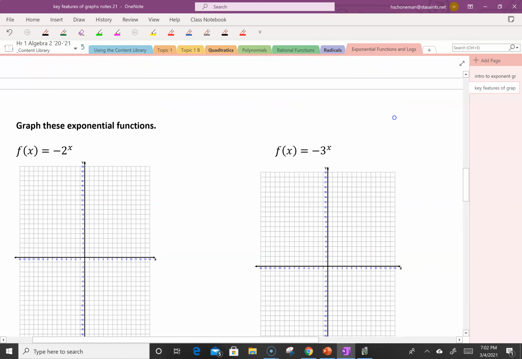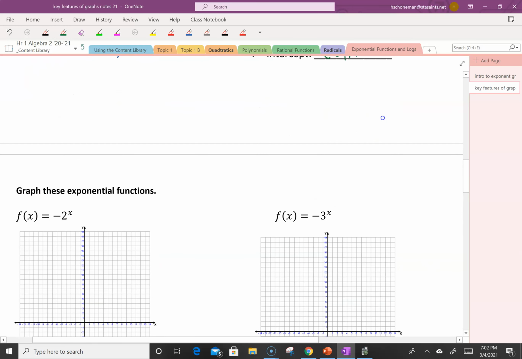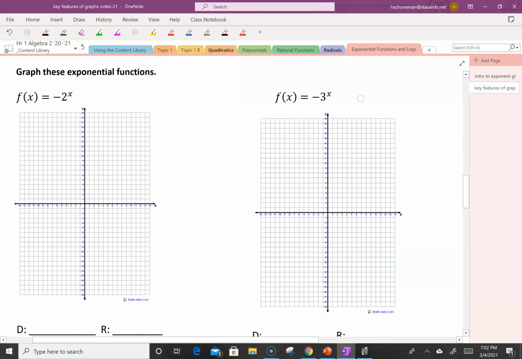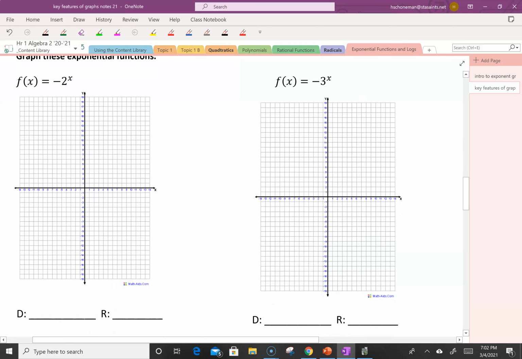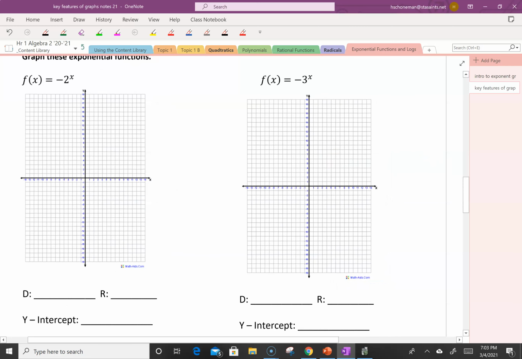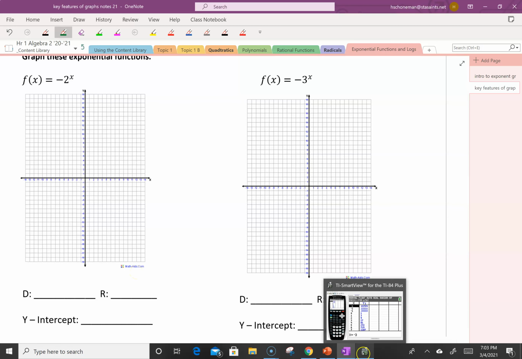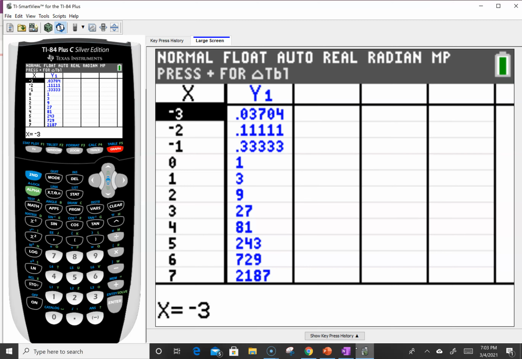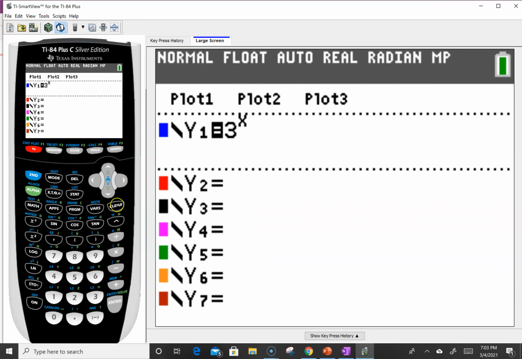Okay, we're going to do this again, but now that we've added a negative, it's no longer the base model. And remember what we've learned before, that negative is a reflection and it flips it upside down. So let's see if that really happens. So instead of doing these one by one, we're going to be a little more efficient and put them both in our calculator. So let's go here, clear this out.